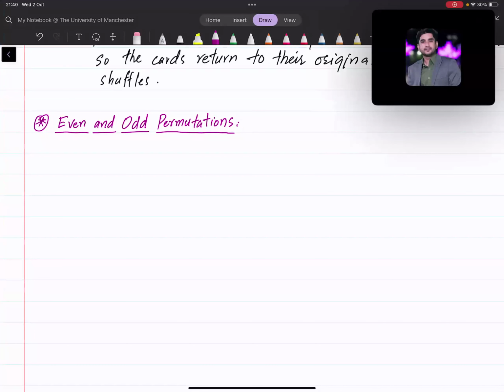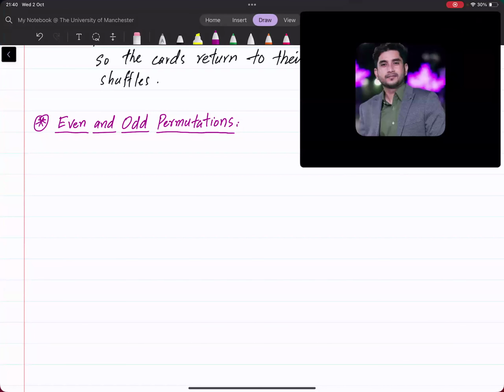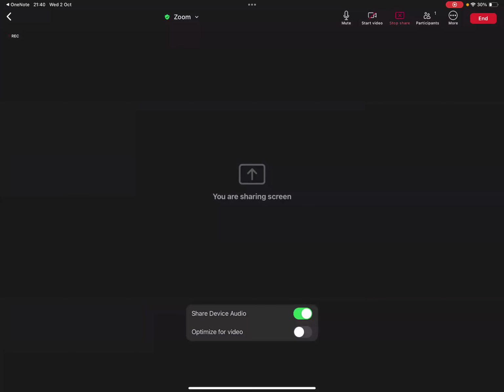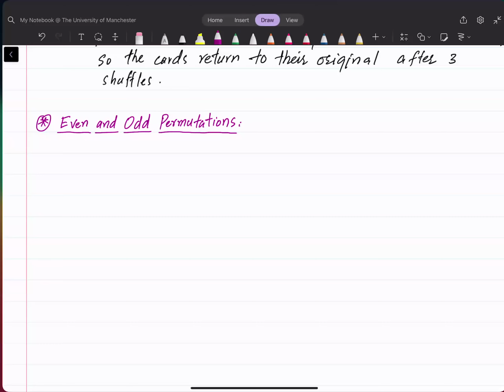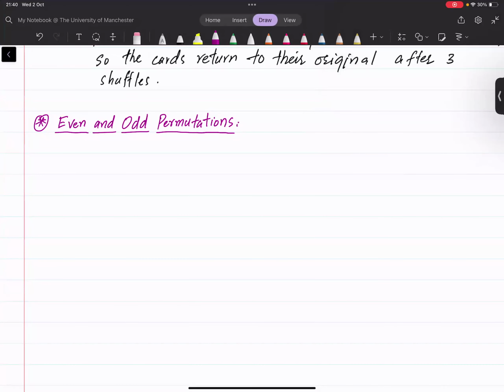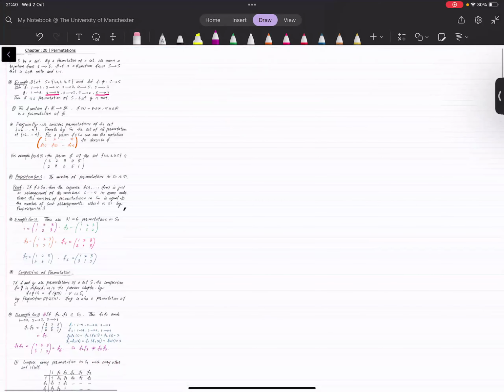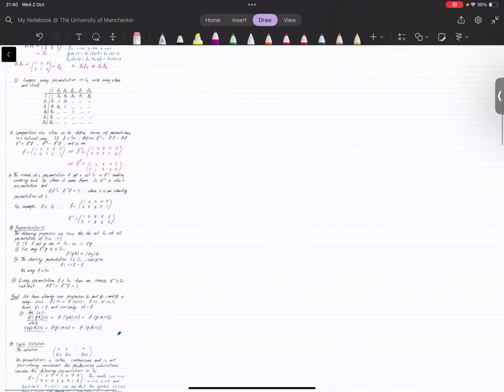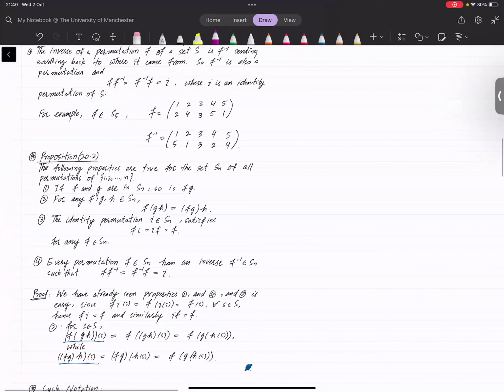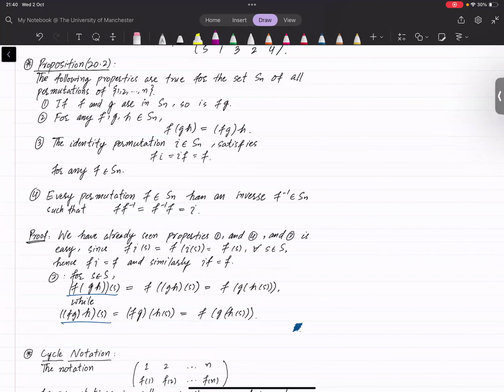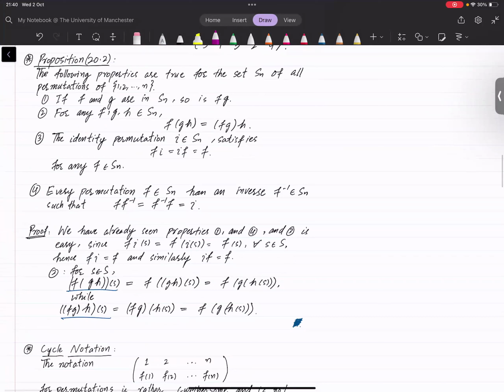Okay, so we are doing chapter number 20, and in that chapter, we have discussed permutations. We have defined them as a bijective function from a set to a set, and then we have defined some properties of that permutation over here in proposition 20.2. They are the same properties for which we check for a group. Group is an algebraic structure.